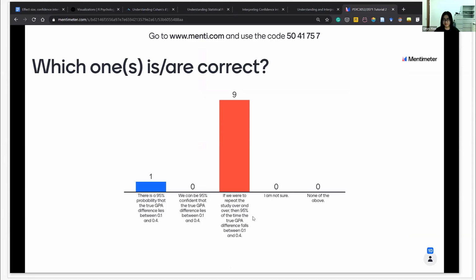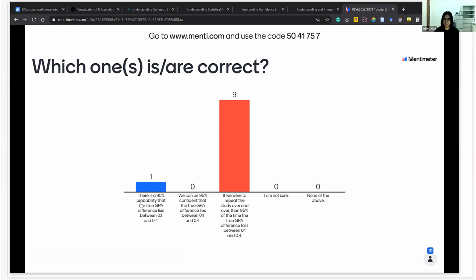The true mean is a fixed value. The first thing that we need to make sure of is that the true mean is a fixed value. It does not change. So it either falls between 0.1 and 0.4, or it does not fall into that range. There's nothing we can say about the true mean. This statement sounds as if the true mean is a variable, which it is not.